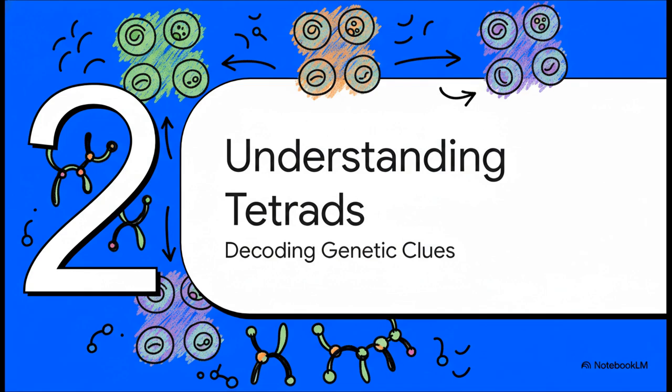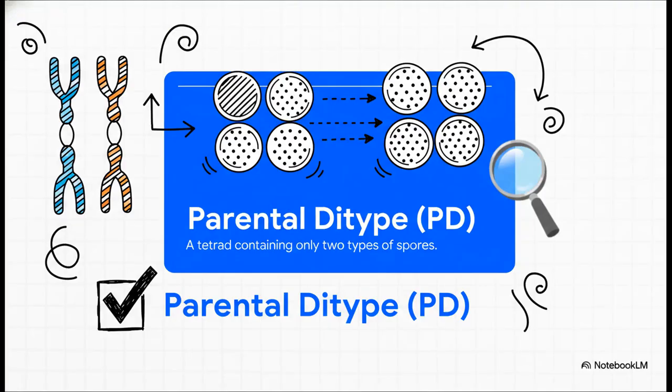In this kind of genetic cross, our results come in these neat little packages of 4 reproductive cells, or spores, and these packages are called tetrads. They can be sorted into 3 distinct types, and each type tells us a different story about how the genes got shuffled around. First up is the parental ditatype, or PD for short.